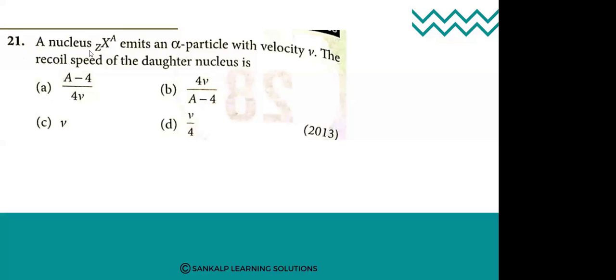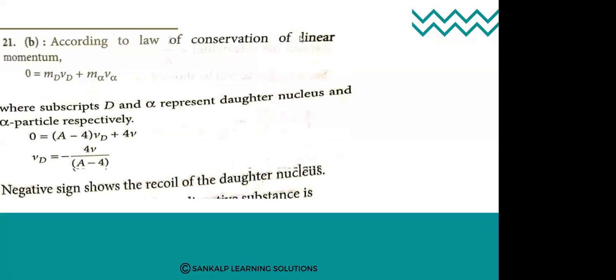So here one nucleus is given, that is XZA, which emits an alpha particle with a velocity v. So what is the recoil speed? When the alpha particle is emitted with velocity v, what is the recoil velocity that we need to calculate here? According to the law of conservation of linear momentum, the momentum before collision is equal to the momentum after collision.